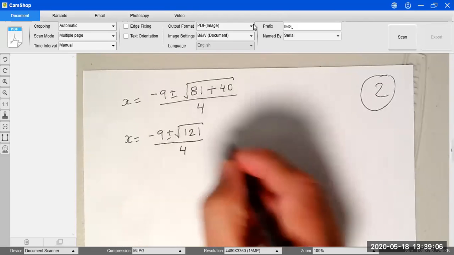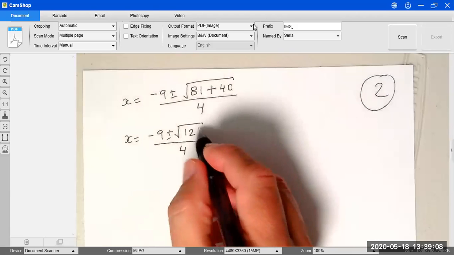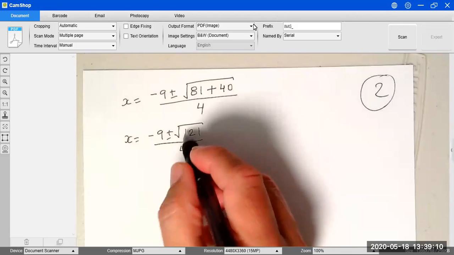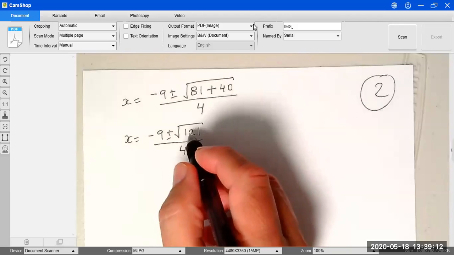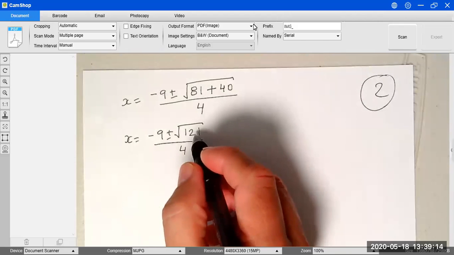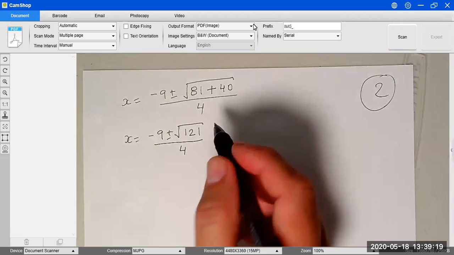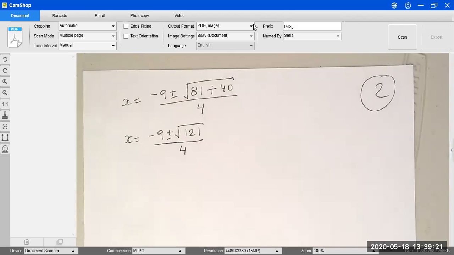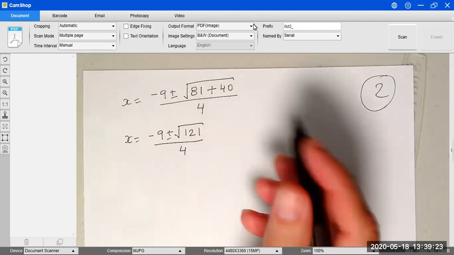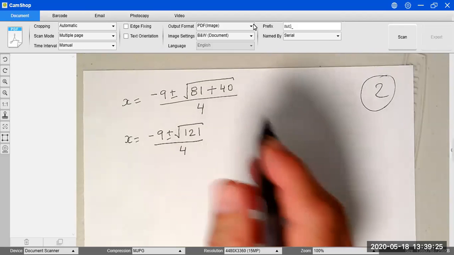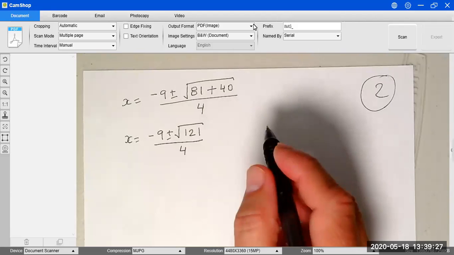Then, if you remember, this is a perfect square. Otherwise, you need to simplify the radical by factoring the radical into two numbers. Remember, one is going to be a perfect square, the other one is going to be a non-perfect square, if that is possible. Sometimes you cannot factor the radical and you leave it as that. So in this case, 121 is a perfect square.